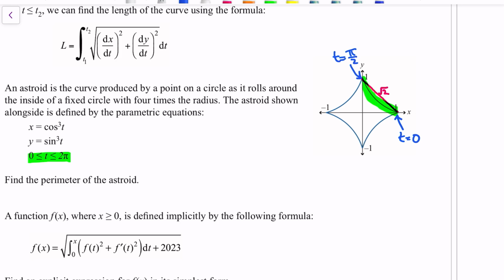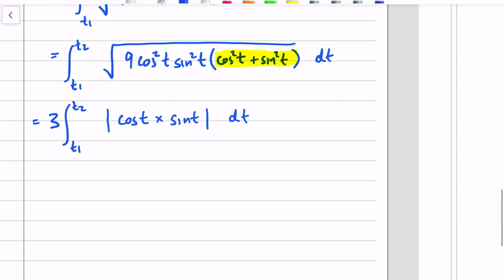If you weren't sure about that, we look at our x expression. When we make t equal to 0, we get x is equal to cosine of 0 all cubed, which is 1. And when we make t equal to pi over 2, we either get x equals 0 in the first one, or we get y equal to 1 in the second equation. Okay, so in that quadrant, both cosine and sine are positive, which means they multiply together to give a positive, and therefore we can just drop the absolute value symbols.